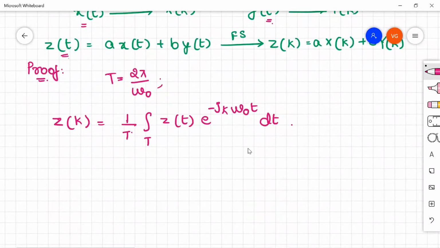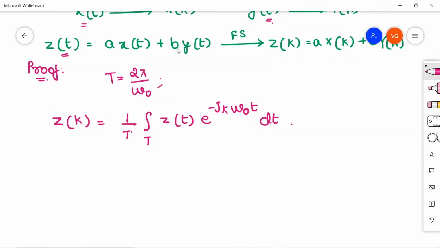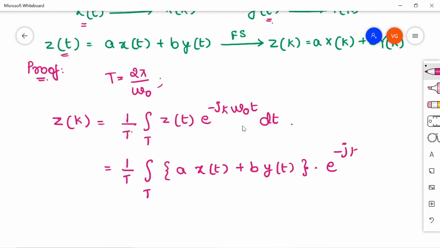Now we know z of t is equal to a x of t plus b y of t. So replace z of t with a x of t plus b y of t. So I am doing that: 1 by T integral T. In place of z of t I am writing a x of t plus b y of t multiplied by, as usual, the remaining thing I am writing e power minus j k omega naught t dt, right?